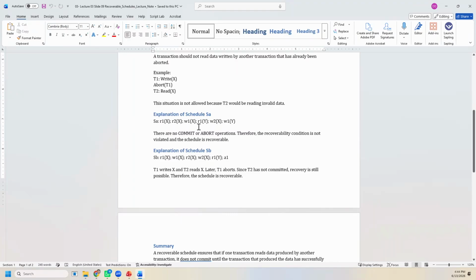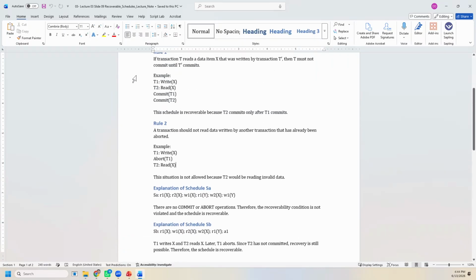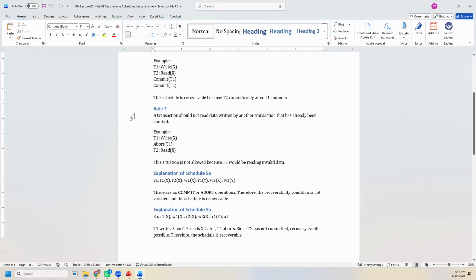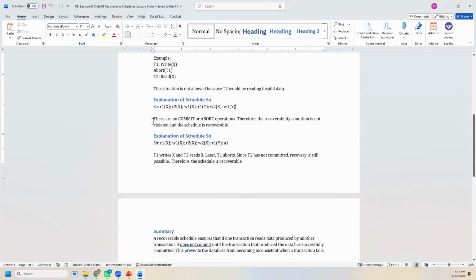Right, these are the 3 examples which are in the slide. SA: R1X, R2X. Here, there are no commits for the abort operation. Therefore, the recoverability condition is not violated and the schedule is recoverable. So, if there is commit and abort, then we should check these 2 rules. But in this case, there is no commit and abort. Therefore, we don't need to consider these rules. That means the schedule is recoverable.